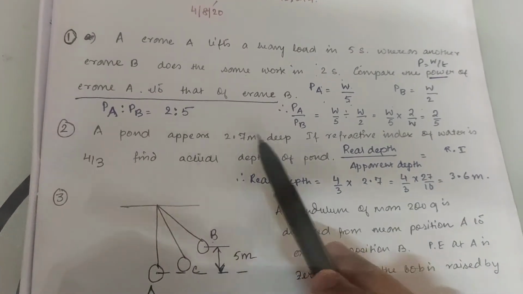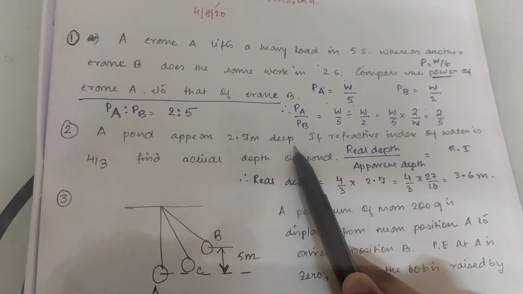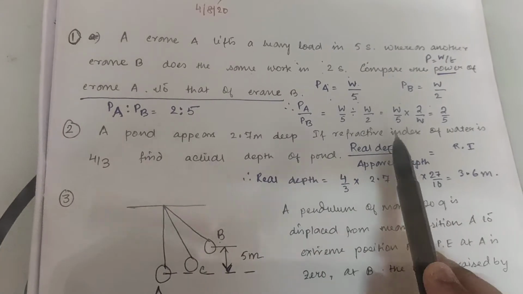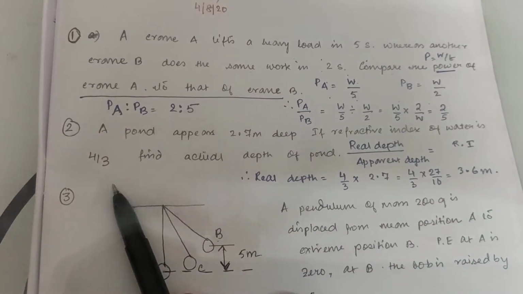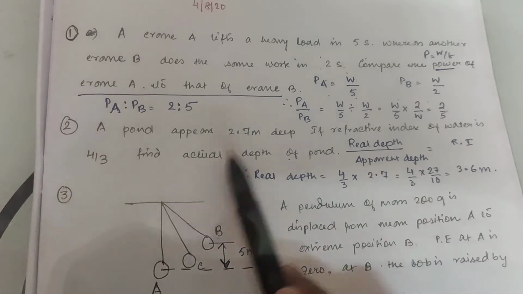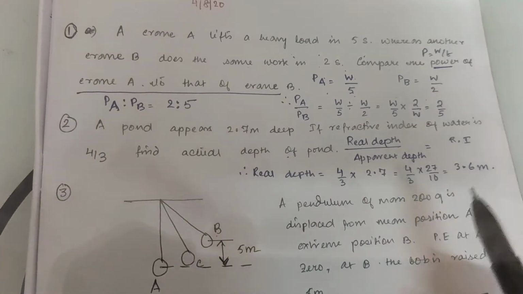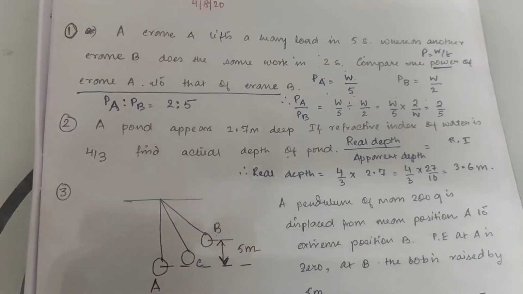A pond appears 2.7 meter deep. Appears means it's apparent depth. Refractive index of water is 4 by 3. Find the actual depth. This is a simple formula which you have to use. Just substitute the values and you will get the answer.